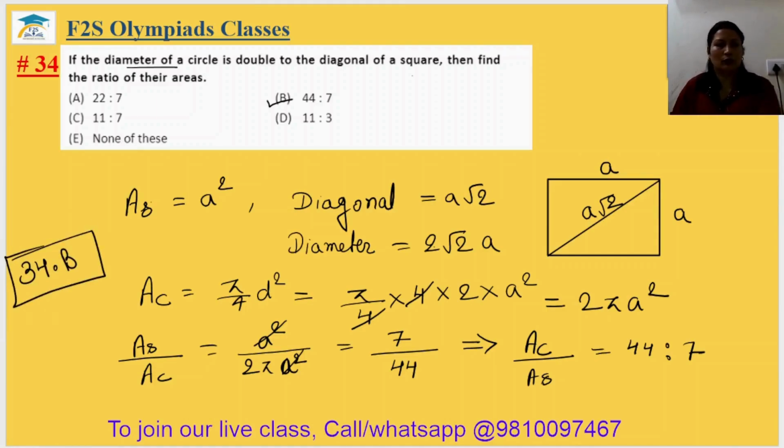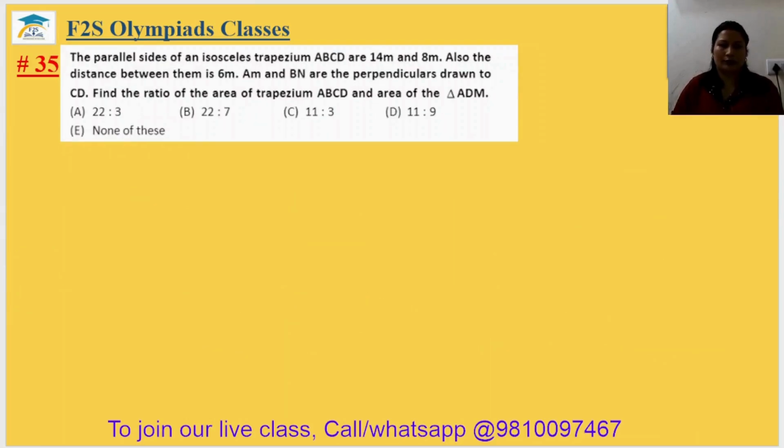Okay. Come to question number 35. The parallel sides of an isosceles trapezium ABCD are 14 and 8 meter. Also, the distance between them is 6 meter. AM and BN are the perpendiculars drawn to the CD. Find the ratio of the area of the trapezium ABCD to the area of ADM.